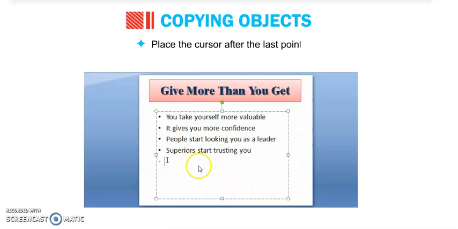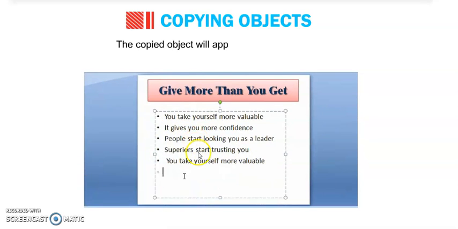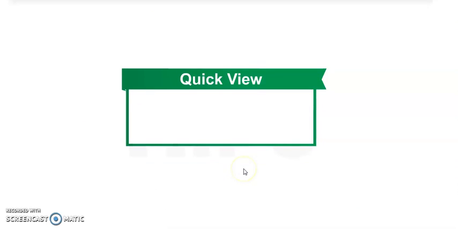Then place a cursor after the last point and click on paste button, or you can press Ctrl+V. The copied object will appear in its new location. You can see. Now there is another quick way for you to create a duplicate slide.